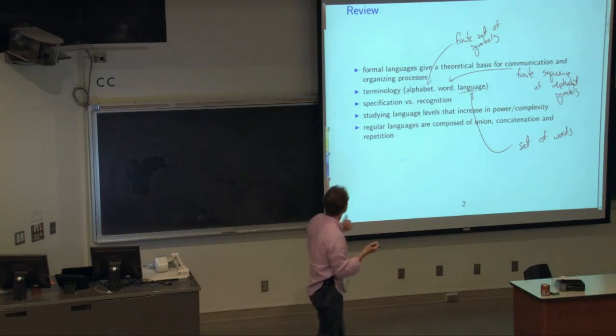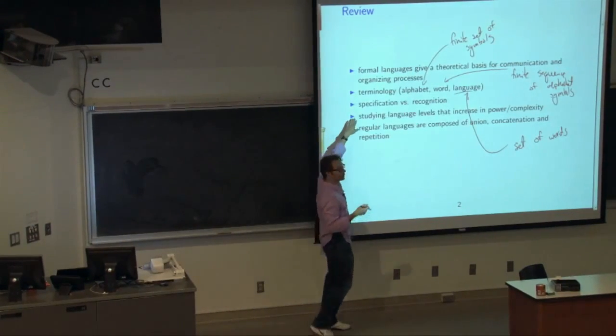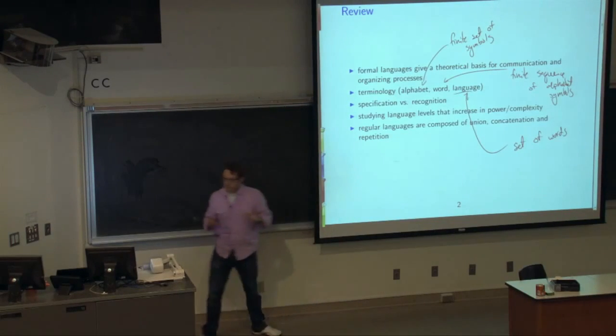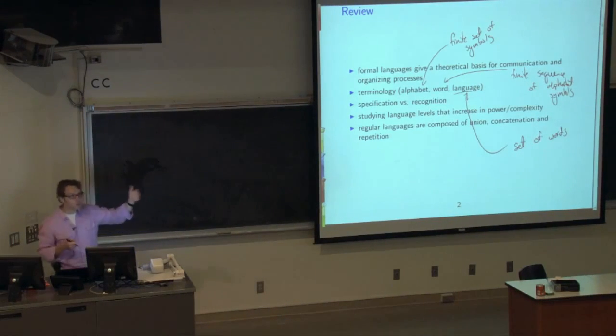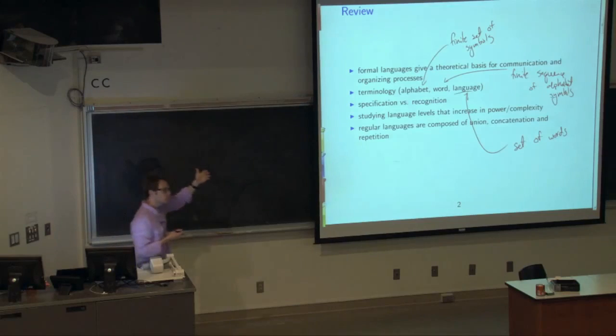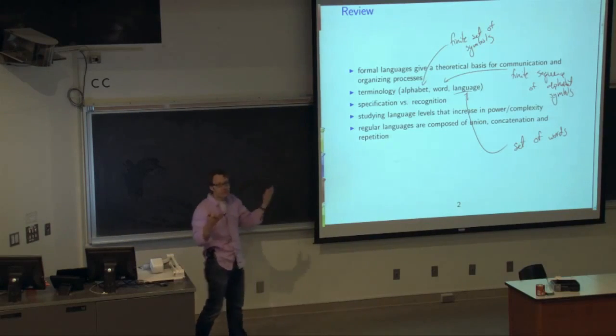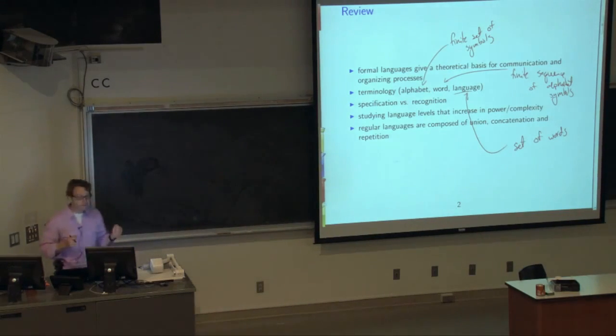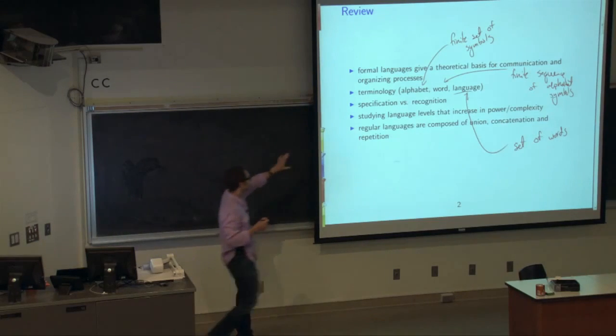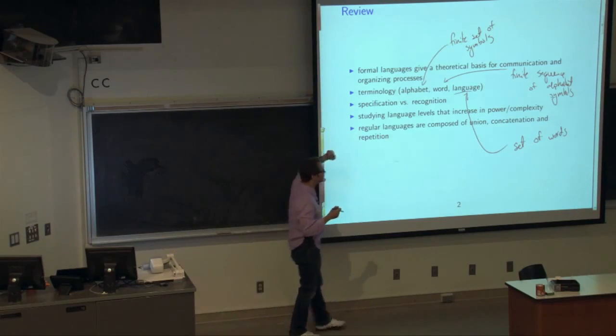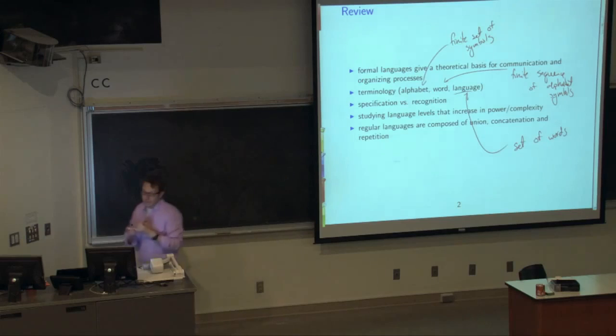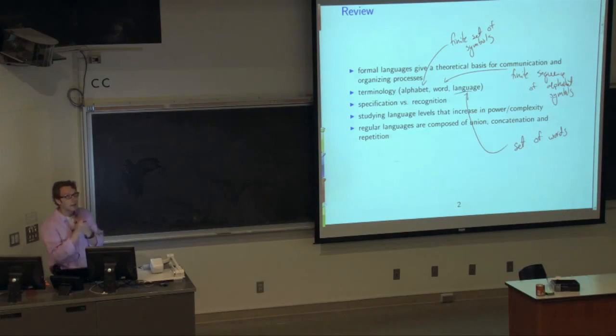It's a different process. We're talking about different language levels, and this is kind of the first language level we will talk about. As we go through the course, we'll talk about higher levels of languages, which allow us to recognize different classes of languages. So far, we've talked about the first class, which is the regular class of languages. They are composed of unioning, concatenating, and repeating elements.